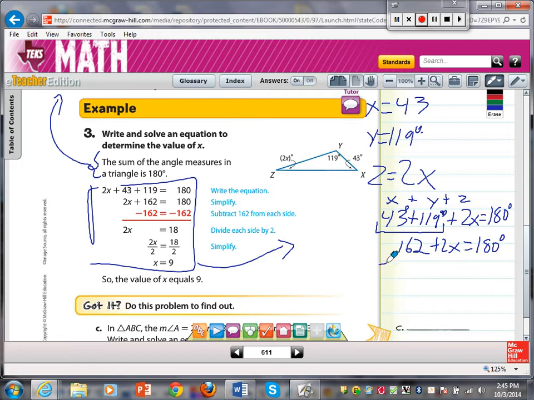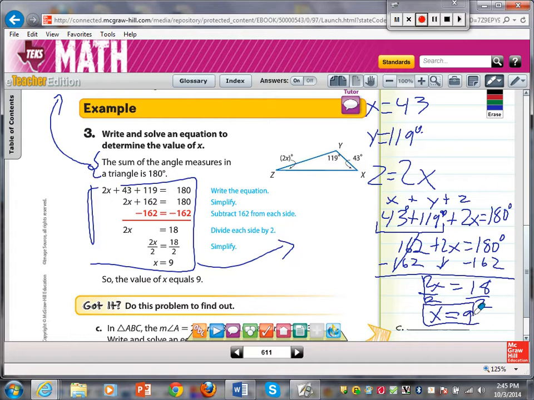So we leave this alone because that's the variable multiplied by 2. That means we have to subtract 62 from both sides so that this cancels out, and then we only have 2x equals 180 minus 62. That brings you down to 118. Now it becomes a simple one-step equation. We divide by 2, we divide by 2, the 2's cancel, bring down the x, and that should equal 118 divided by 2 is 59.